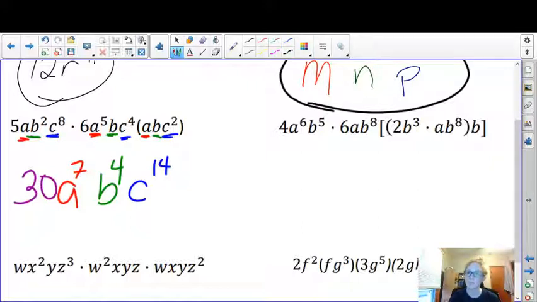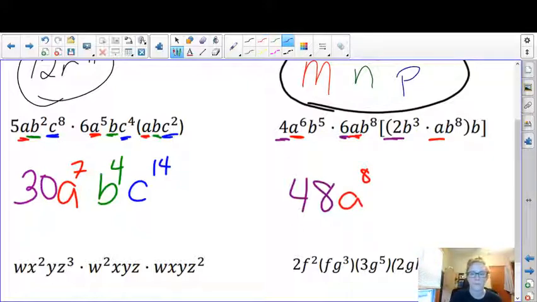Next one, I have some more coefficients as well, and I just have 2 letters this time, A and B. So I have 4 times 6, which is 24, times 2 more, which is 48. Then I have 6 A's, 7, 8. I have 5 and 8, which gives me 13, plus 3 more is 16. 16 and 8 give me 24, plus 1 more is 25.